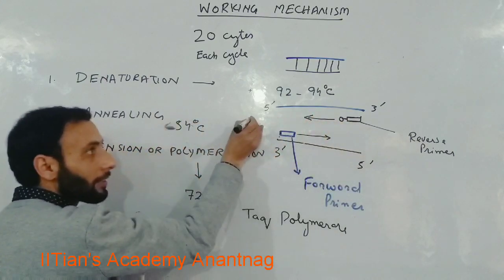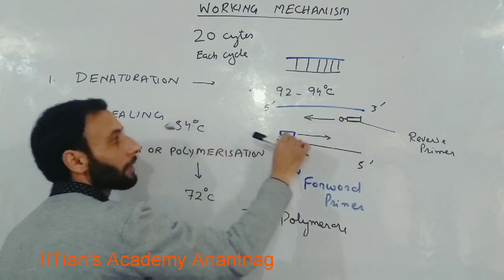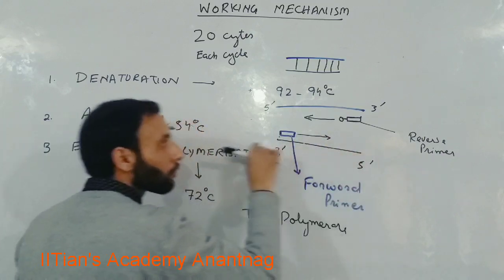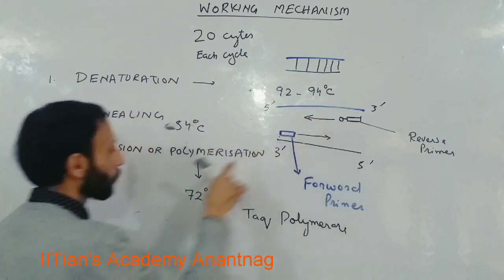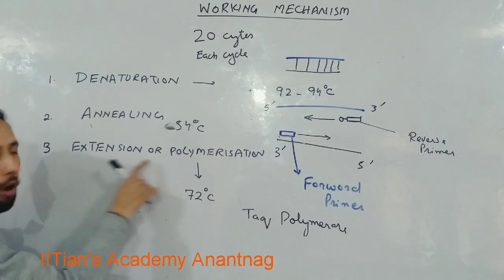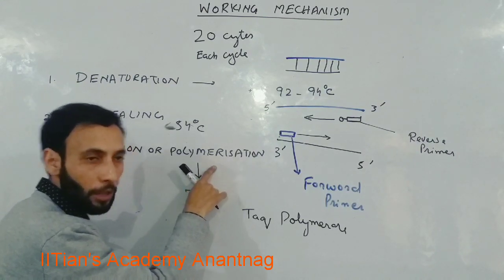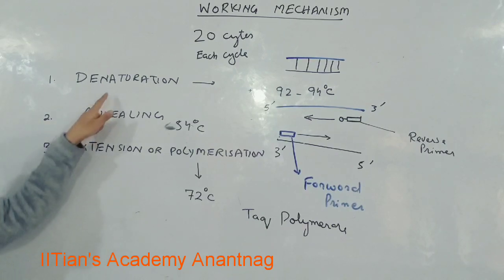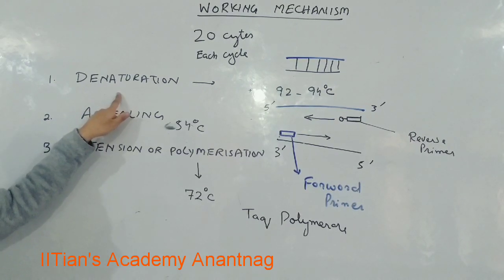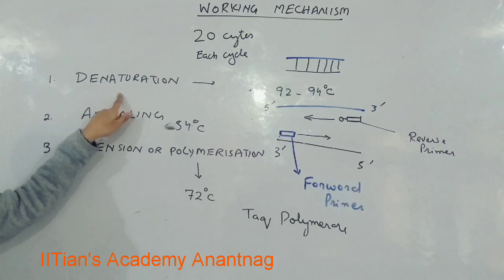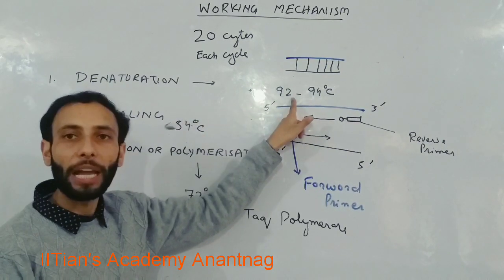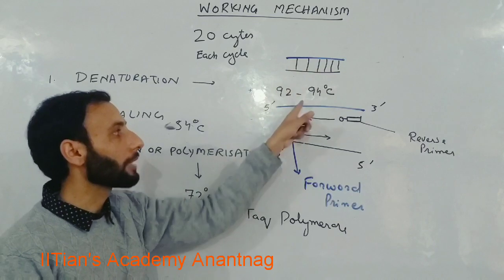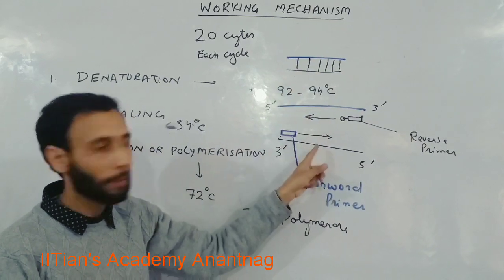So this process of extending this primer to each end of this template DNA is what we call extension or polymerization. So these are the three steps of PCR. I will recapitulate them. Denaturation. Denaturation is the melting of the DNA. This is done at 92 to 94 degrees centigrade. It means separating the two strands of DNA.